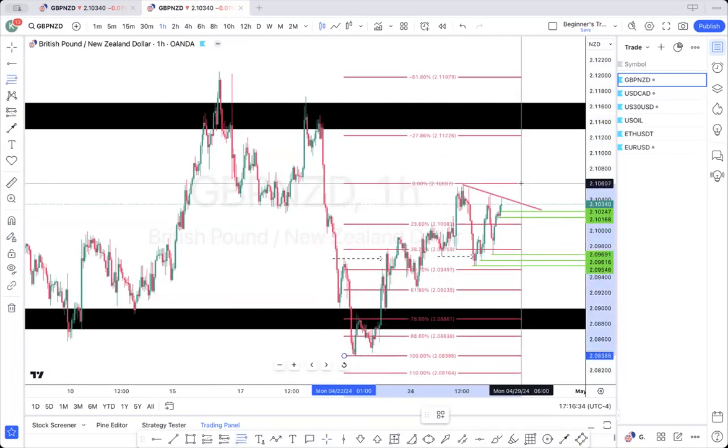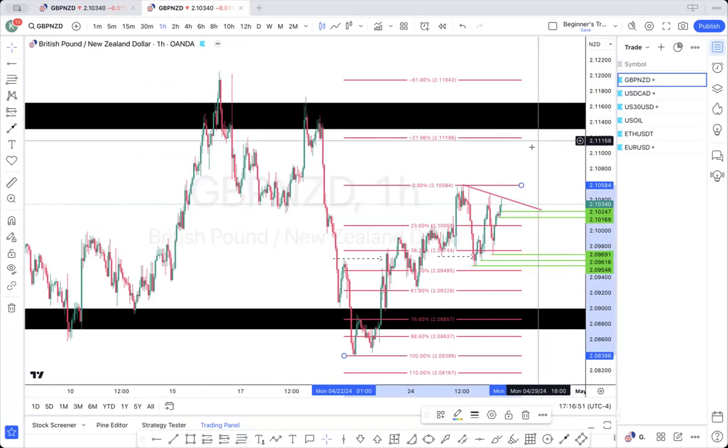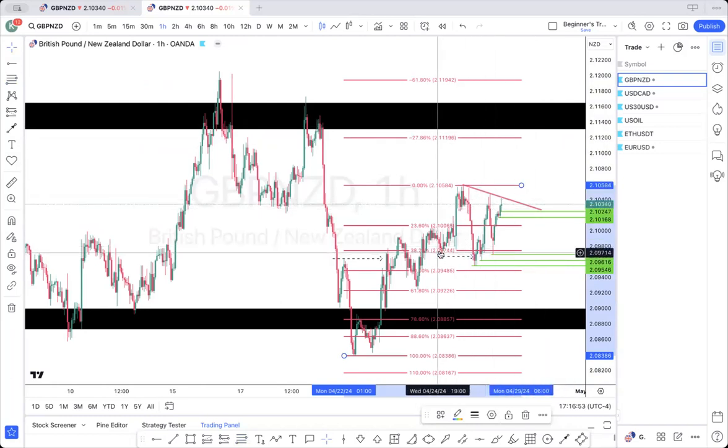This is probably going to pull back to the 618, maybe even the 78, possibly before going back up to the negative 27. The indication that it's selling is this last break of structure here. This is a 1 hour break of structure here.